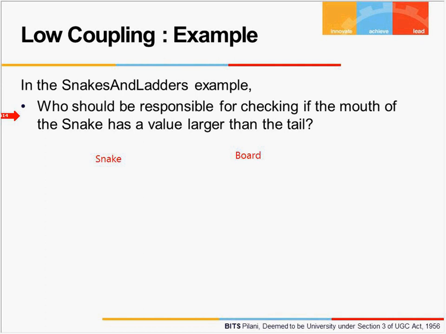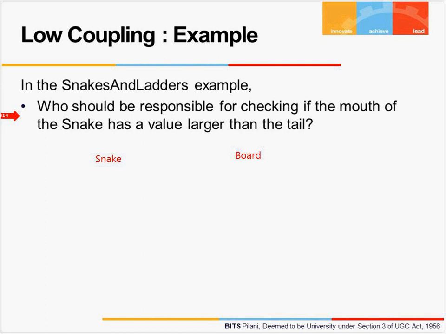Okay, one solution has come up. It says that snake can check the values and need not create a snake instance. In that way, any class can create a snake. Right? That is the issue. Snake itself should be able to check whether the values passed to it are right or wrong.